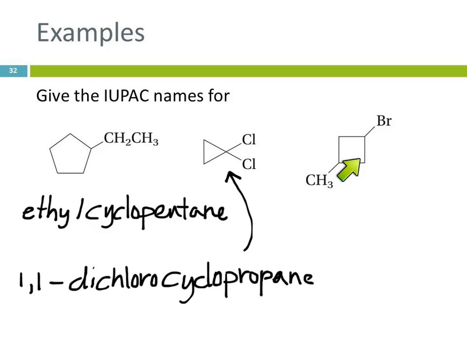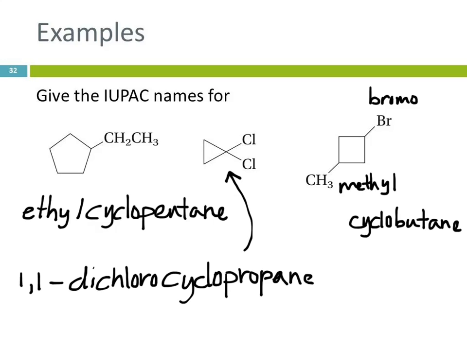How about the box thing over here? What's the name of the box? 4 carbons. Cyclobutane. And then the 2 groups are bromo and methyl. Which one gets priority because of the alphabet? Bromo. So then when we number this ring, that has to be number 1.